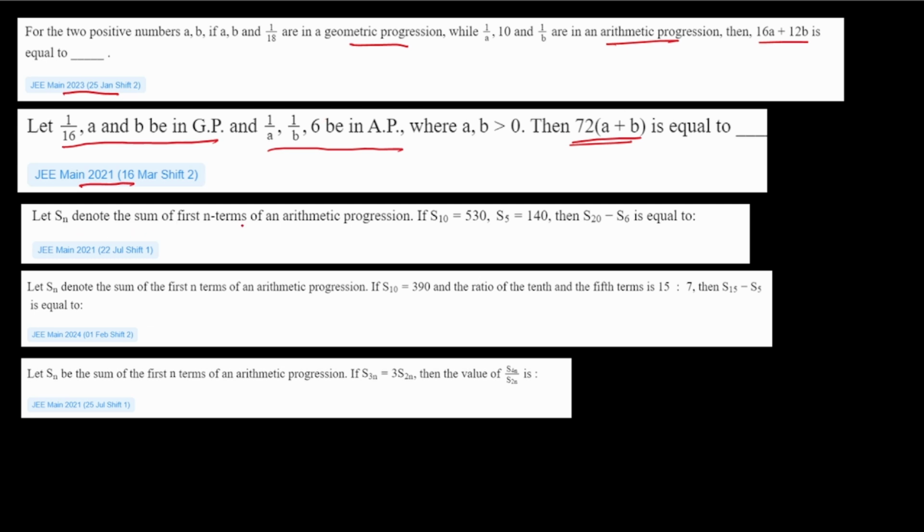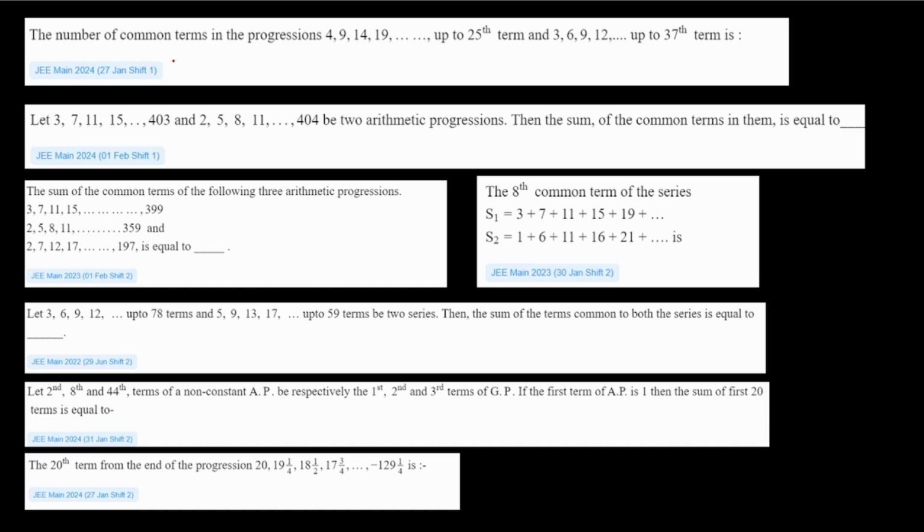Then you have a summation type question which was asked in 2021. This is all of the same type. You can see they're asking us to find certain values over here, right? Ratios and all. Then the common terms. Number of common terms is another concept which is again important. You can see here, number of common terms, sum of common terms, what is the eighth common term of a series. Then again, sum of common terms itself. This was asked in 2022.